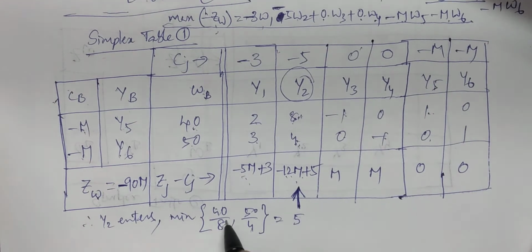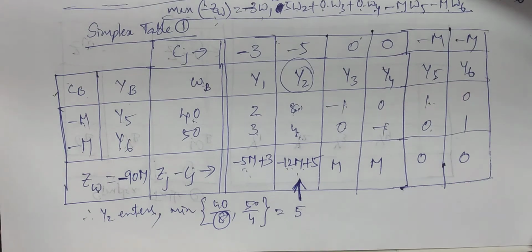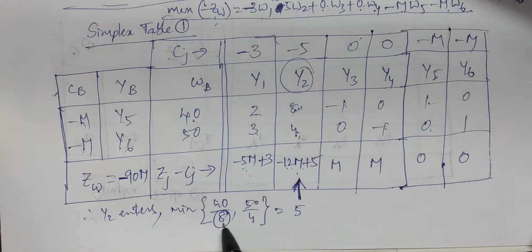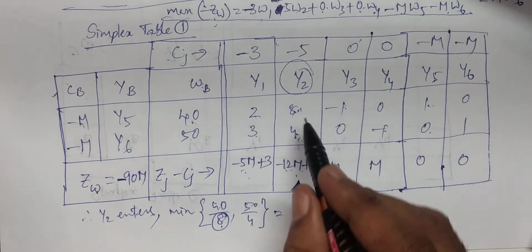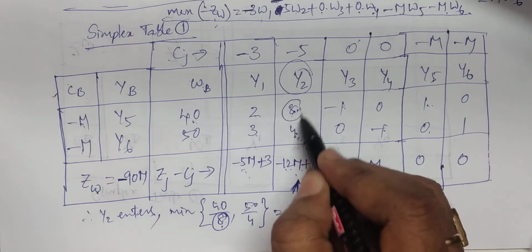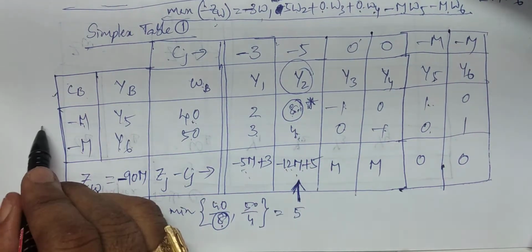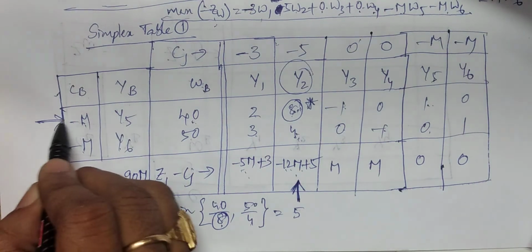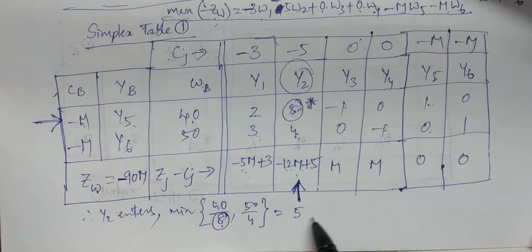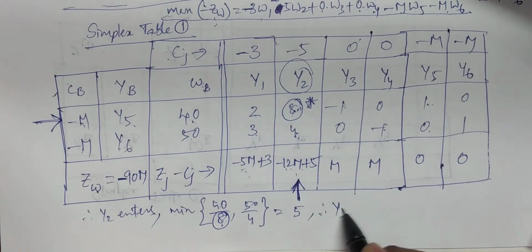So corresponding to the element is 8. Minimum ratio is 5, corresponding element is 8. You identify 8, round off here and put the star mark. Corresponding vector is y5. You indicate arrow mark. Therefore y5 leaves.